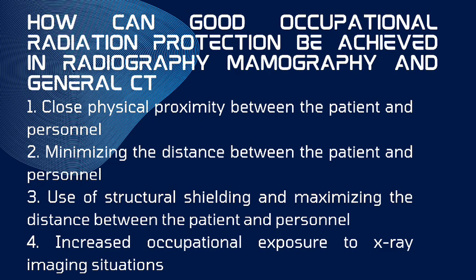How can good occupational radiation protection be achieved in radiography, mammography and general CT? Among the options, when we look at the meaning of the statements, the third option, which is the use of structural shielding and maximizing the distance between the patient and personnel, is the right option. All the other options actually increase the patient's or the occupational worker's dose. So option 3 is the right answer.